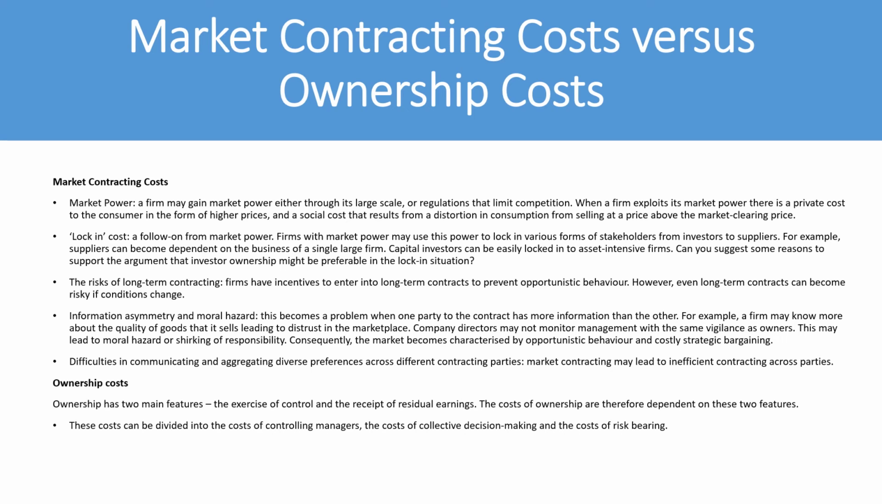And then there are ownership costs. Remember that ownership has two main features. We've said it in a slide before, I think the first slide in this unit. The exercise of control and the receipt of residual earnings. Therefore, the costs of ownership really depend on those two features. And the cost of ownership can be divided into the cost of controlling managers, the cost of collective decision making, and the cost of risk bearing.